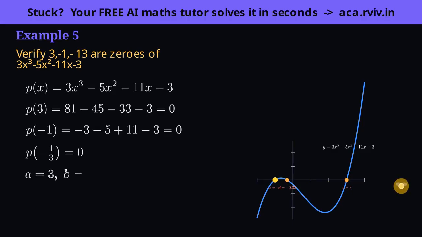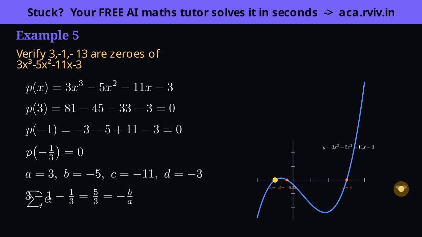Read off all four coefficients against a x cubed plus b x squared plus c x plus d, so a is 3, b is -5, c is -11, d is -3. First relation, the same idea as a quadratic. The sum of all three zeros equals minus b over a. 3 minus 1 minus a third is 5 thirds, and minus b over a is minus -5 over 3, also 5 thirds. It matches.